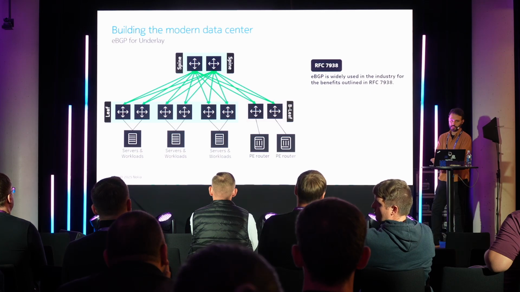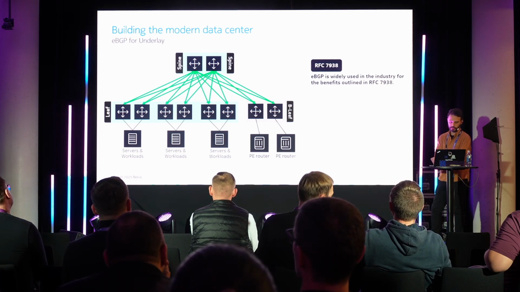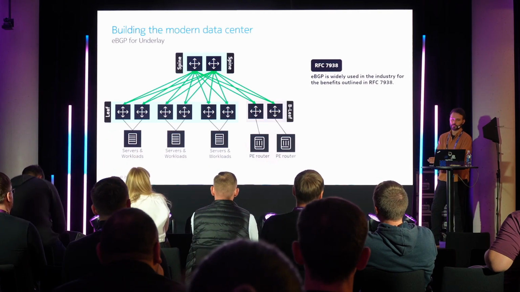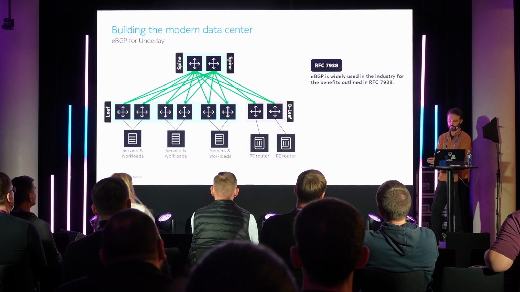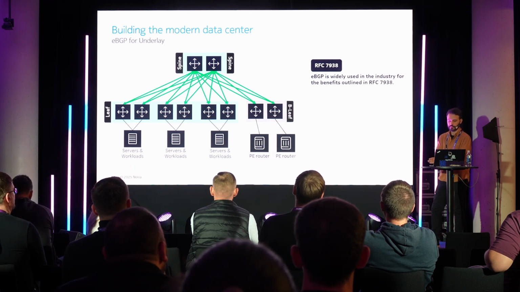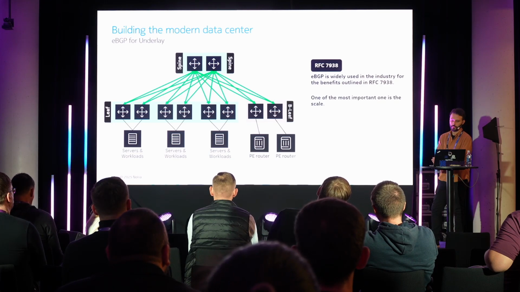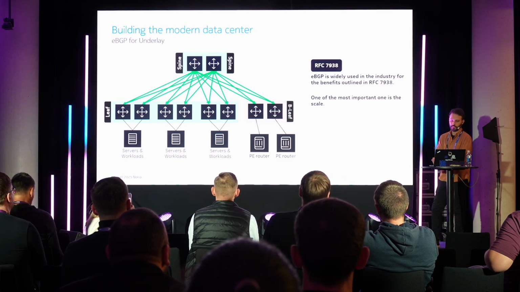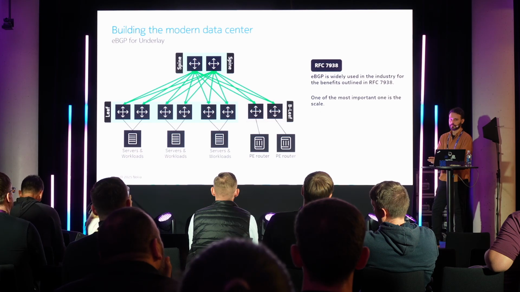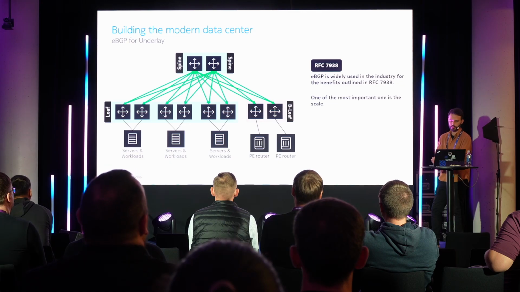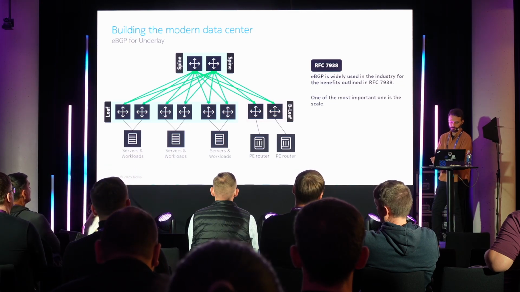Once we have the loopbacks exchanged, as I mentioned, we have IS-IS, OSPF, or BGP, but typically external BGP is the widely adopted routing protocol. Why? There are many whys, and those whys are listed in RFC 7938. But if you have a large data center spanning more than 200 nodes or maybe even 1,000 nodes, IS-IS or OSPF may not scale well, but BGP is the protocol that scales well. One of the most important reasons for using BGP is the scale.